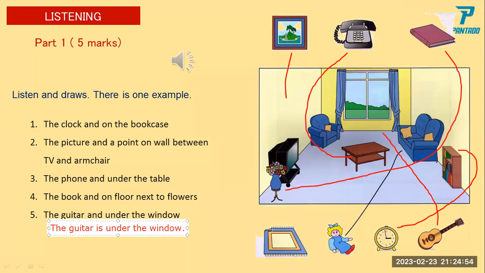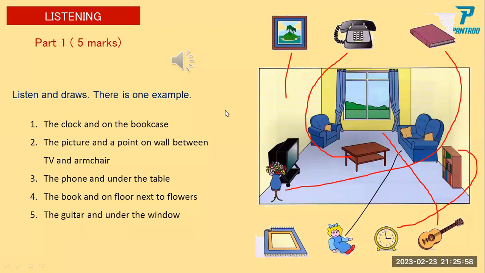Ok, now let's start. The picture is on the wall between the TV and the armchair. The clock is on the bookcase. The book is on the floor next to the flower. Okay. The phone already. That's all. Con nói hết chưa nào? No. Okay, good. Now next.